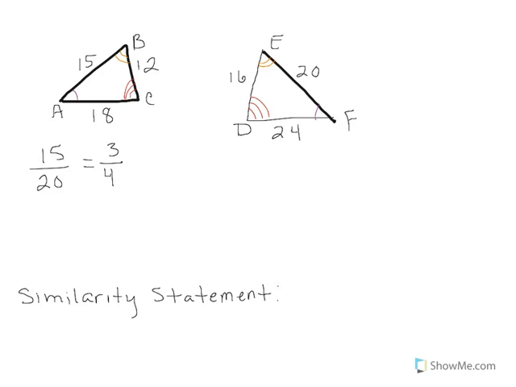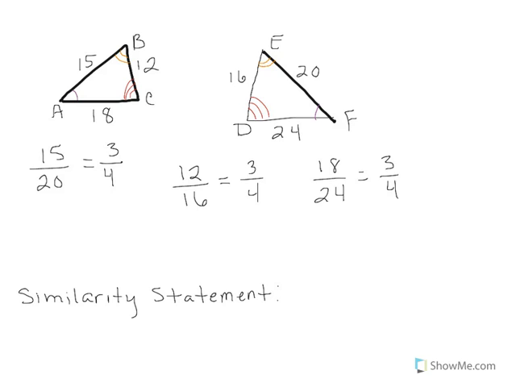So side BC, its similar side should be 16. All right, so once again, 4 goes into both 12 and 16, 3 and 4 times respectively. And then the last pair, we're going to do 18 and 24. 6 goes into both, 3 and 4 times respectively as well.